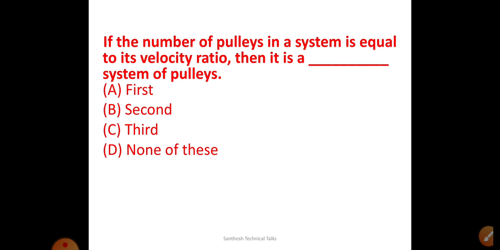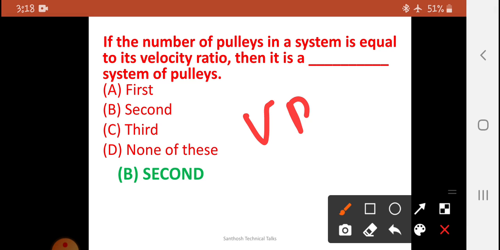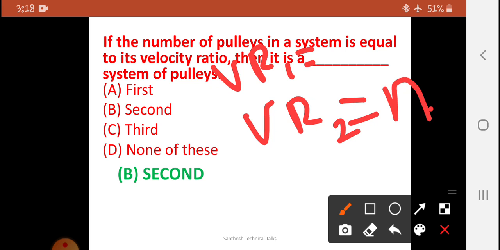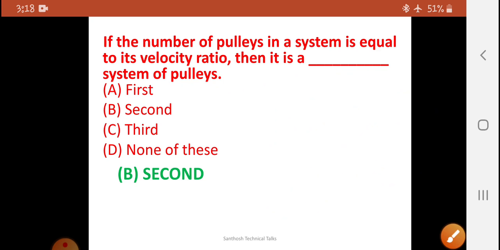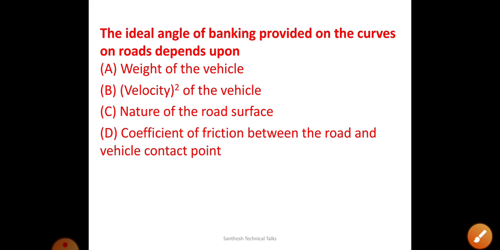Next, a superb question. If the number of pulleys in the system is equal to the velocity ratio, then it is called the second system of pulleys. In the second system of pulleys, VR is equal to N. If it is the first system, VR is equal to 2 power N. Next, the third order system, VR is 2N minus 1 or 2N.